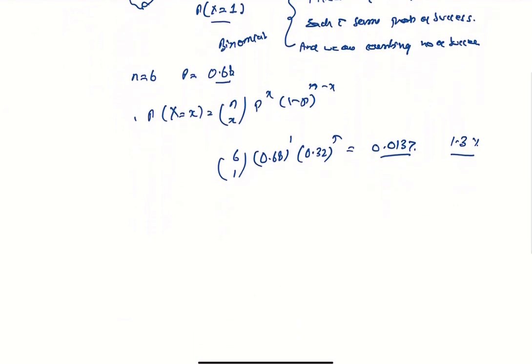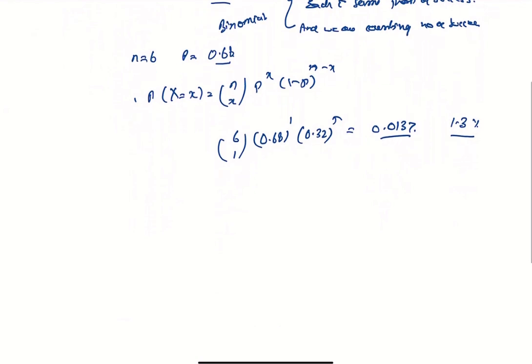So the system works if at least one of the 6 components works. So what is the probability of X is 1? Because this is the probability that one of the system works and 5 doesn't work. But what is the probability that X is more than 1? Because that is the probability that the system works. It has to be 1 or more.